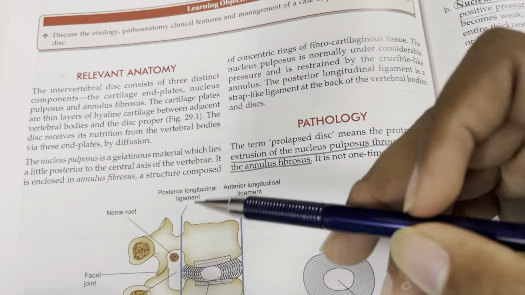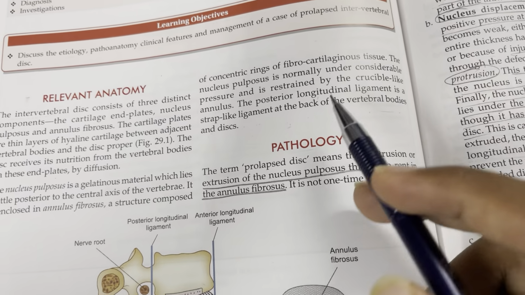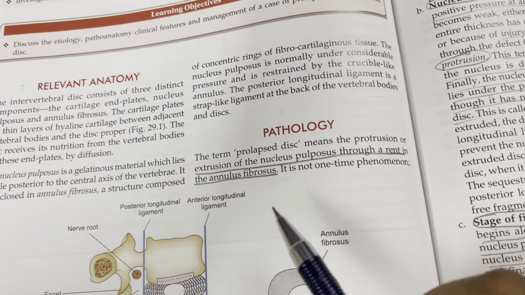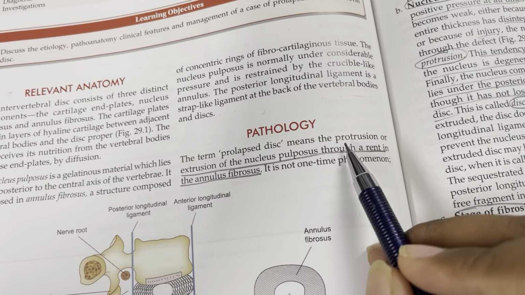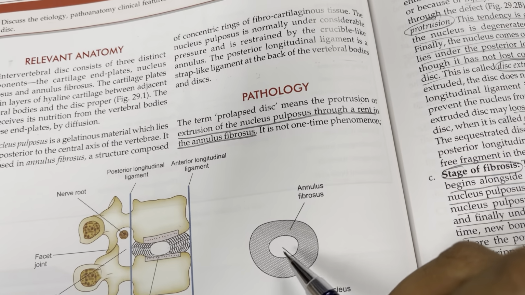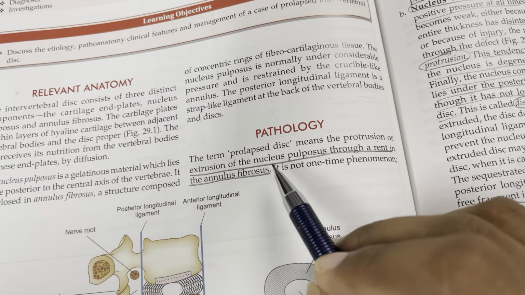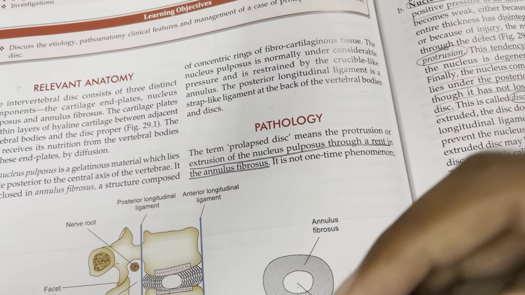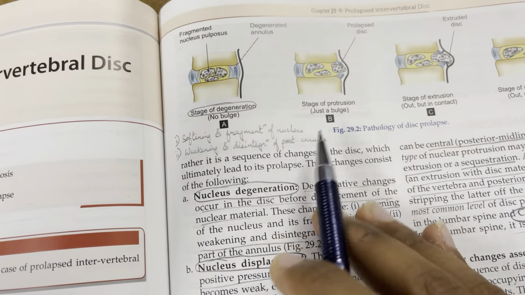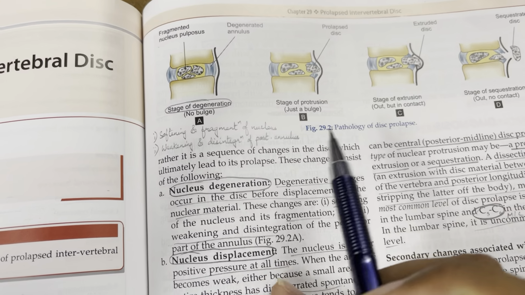So the posterior longitudinal ligament also tries to keep the nucleus pulposus in place. It is a strap-like ligament at the back of the vertebral bodies and the discs. So the term prolapsed disc means the protrusion or extrusion of the nucleus pulposus through a rent in the annulus fibrosus. That is the definition. It is not a one-time phenomenon. It is a sequence of changes in the disc which ultimately lead to prolapse.